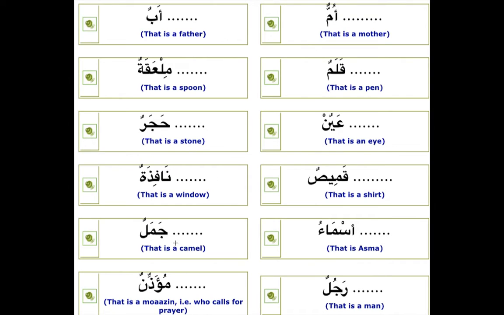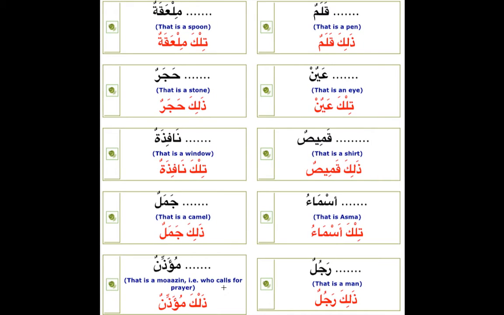Jamalun is camel, and it is a male camel, so we say dhalika jamalun. Mu'adhdhin, the one who calls for prayer, so we say dhalika mu'adhdhin. So those are the answers if you want to know.